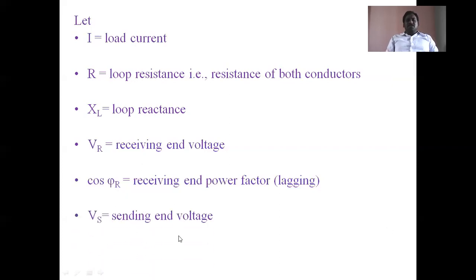And Vs is the sending end voltage. Cos phi s is the sending end power factor. These are the terms related to the performance of our transmission lines. For short transmission line, capacitive reactance is negligible because the capacitance effect is negligible, due to its smaller length and lower voltage.